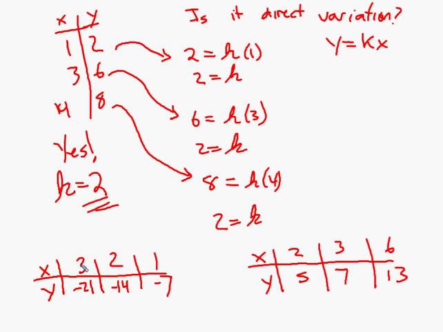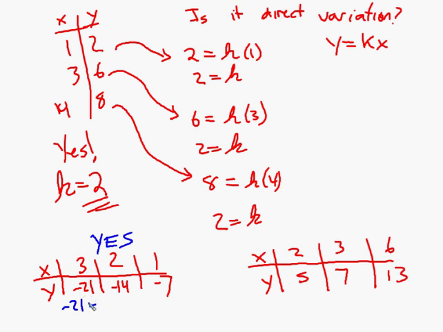If I multiply 3 by negative 7, I get negative 21. If I multiply 2 by negative 7, I get negative 14. And if I multiply 1 by negative 7, I get negative 7. So we'd say, yes, this one's a direct variation. I'm going to really quickly prove it.